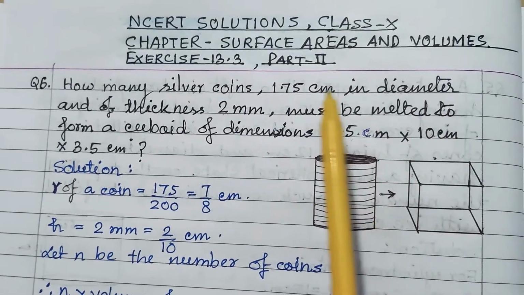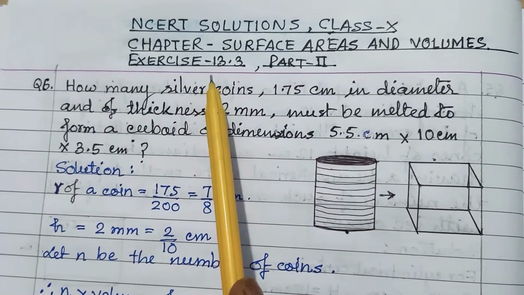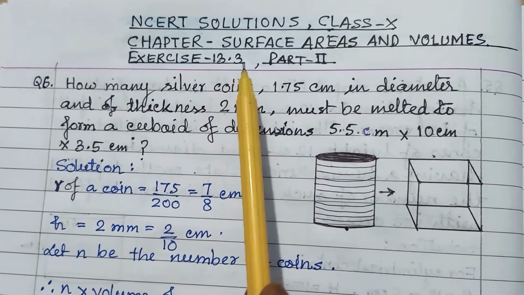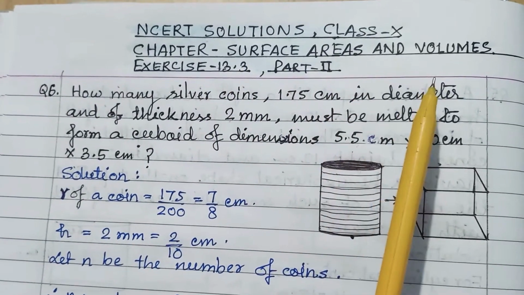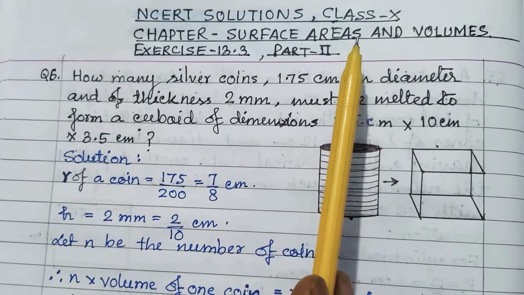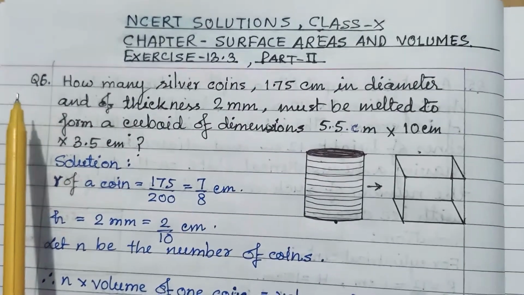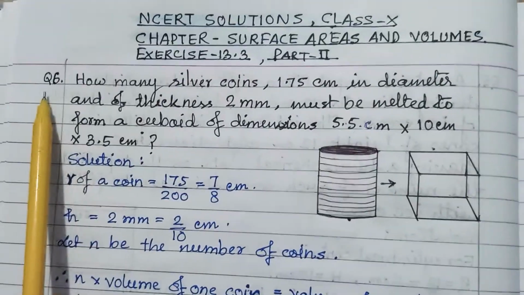Today I'll explain part 2 of exercise 13.3 of the chapter Surface Areas and Volumes of NCERT class 10. The video will start from question number 6.